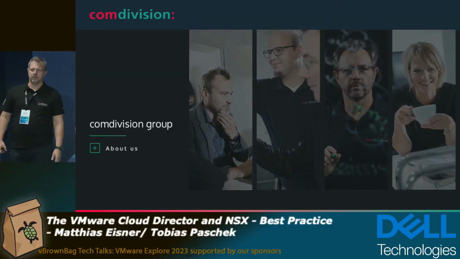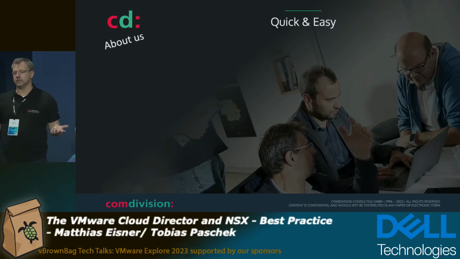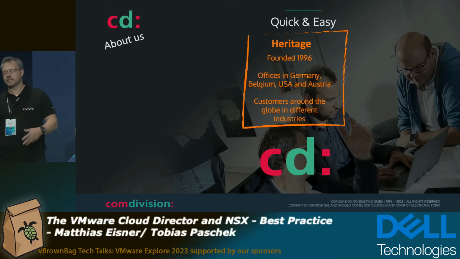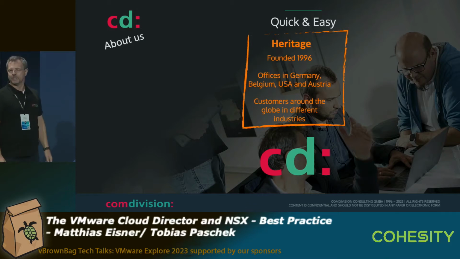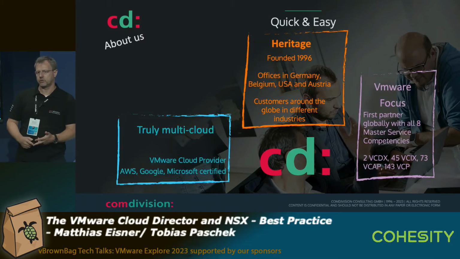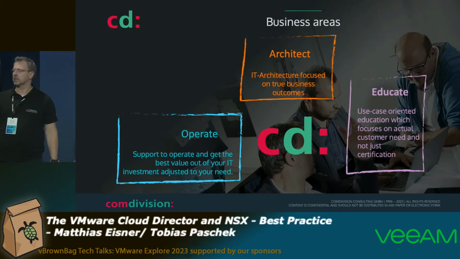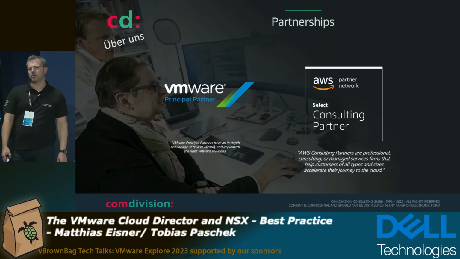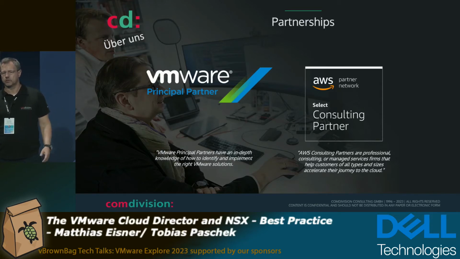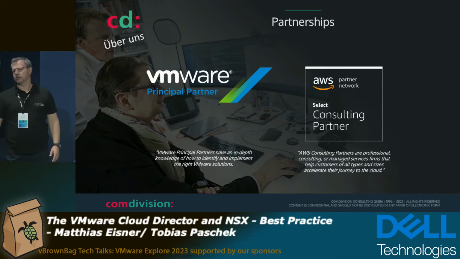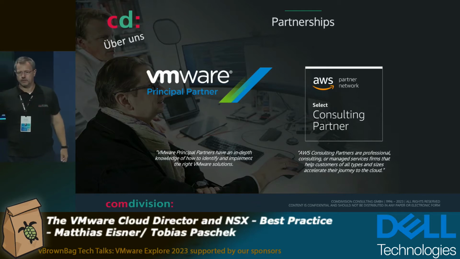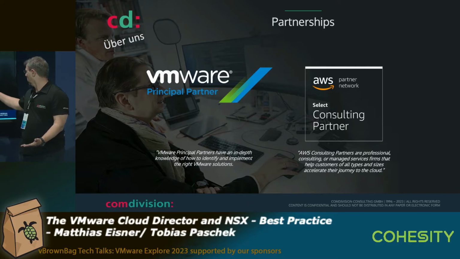Com Division Group. Founded in Germany in 1996, so that's not that old, but old in the IT business. We have offices in Germany, Austria, where actually we are located, in the US and also in Belgium. We come out as a strong VMware partner decades ago, actually. So we are an architecture business. We also educate because every one of our partners is also a VMware certified instructor. So designing, education, and then at the end of the whole story, operation. So we do this.